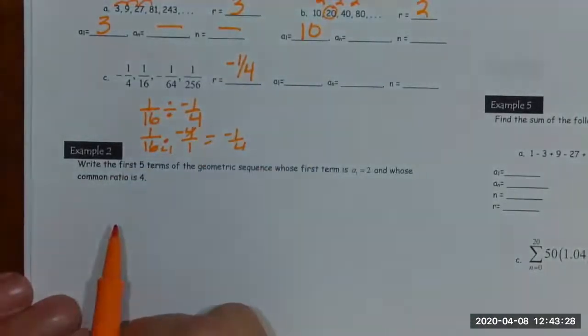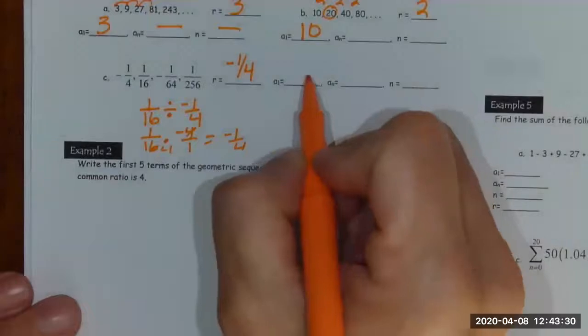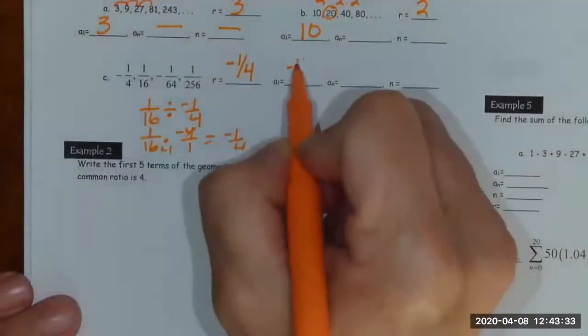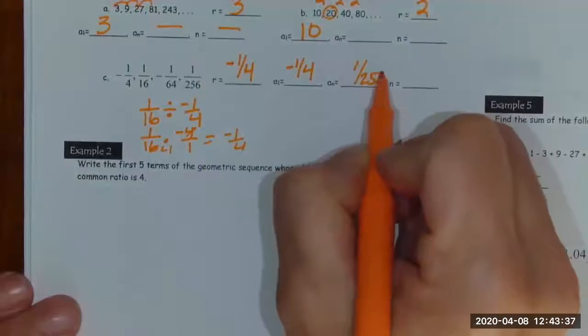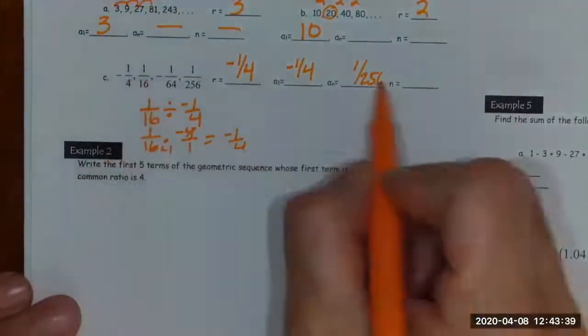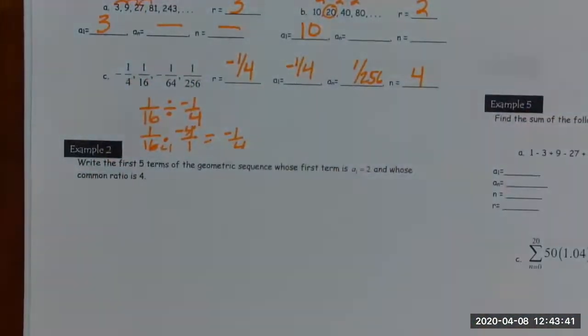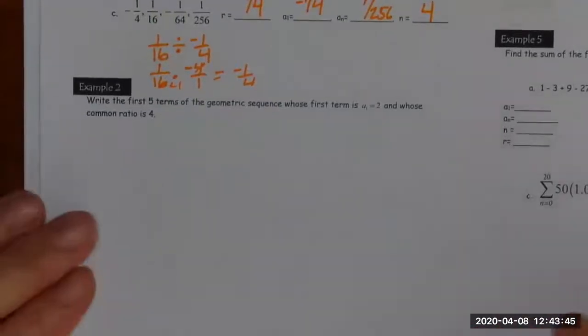Now in this one, A1 is negative 1/4. That's okay that they're the same. AN is 1 over 256 because that means the last, 1, 2, 3, 4, and N is 4. So all of our vocabulary is still the same. So let's try one of these.